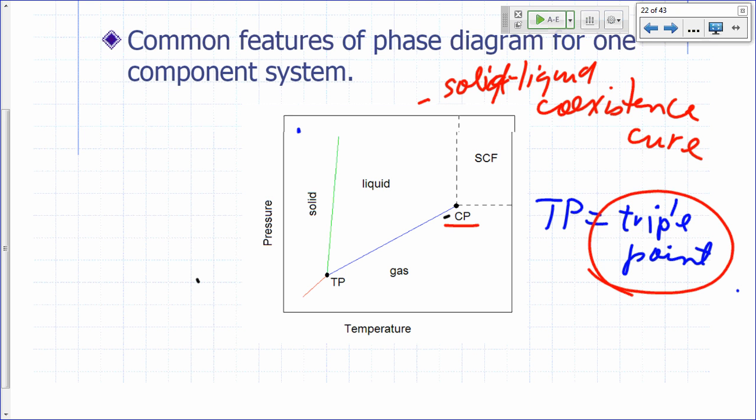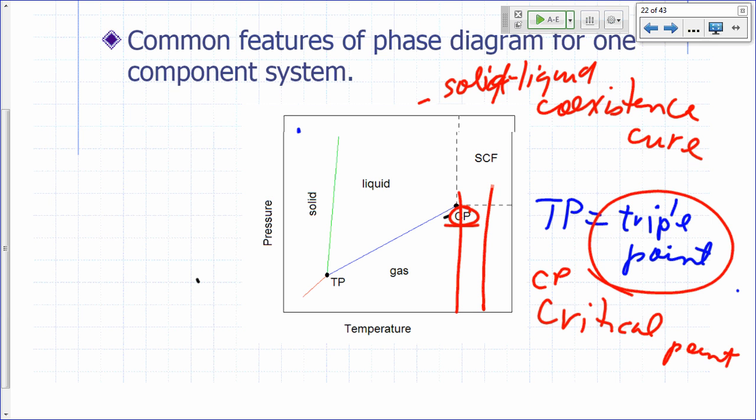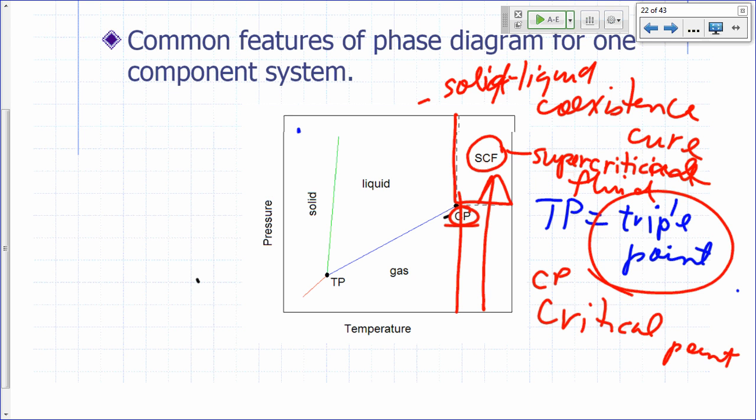Now, CP here, what does CP stand for? What do you think it stands for? Critical point, right? CP stands for critical point. Beyond that temperature, you can no longer liquefy your gas. And so beyond this region right here, SCF, is a region where you would have what's called a supercritical fluid. Right? So that's a diagram that summarizes conditions where you would find stable phases of water.